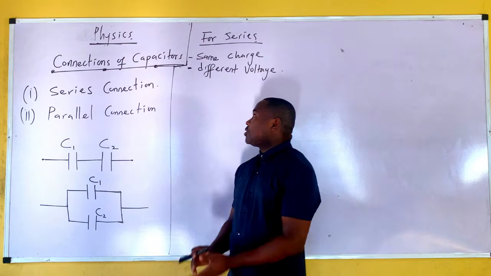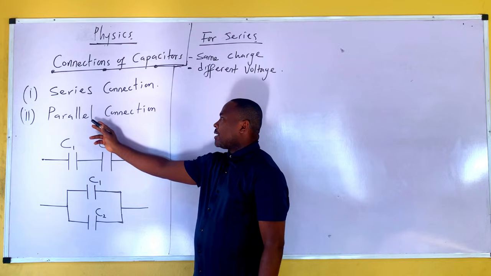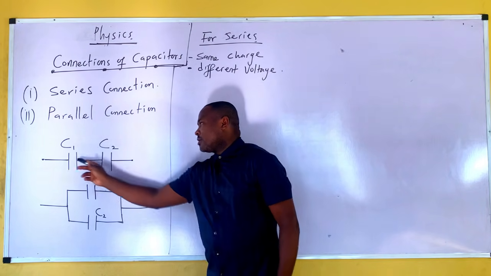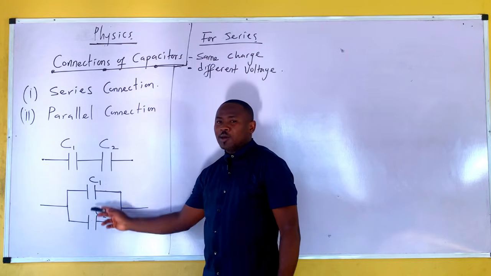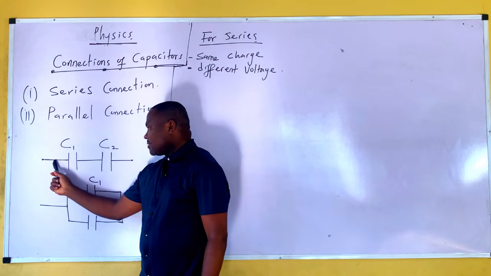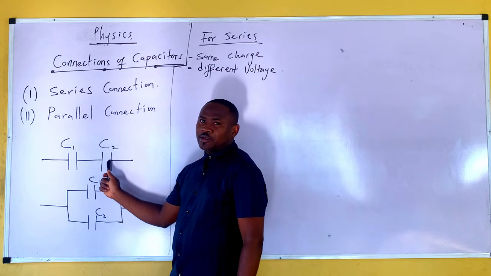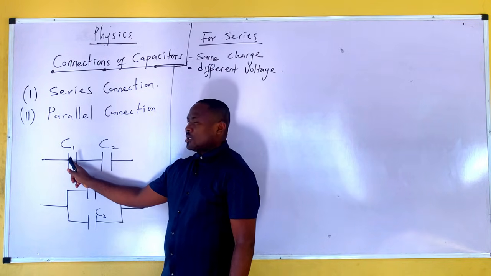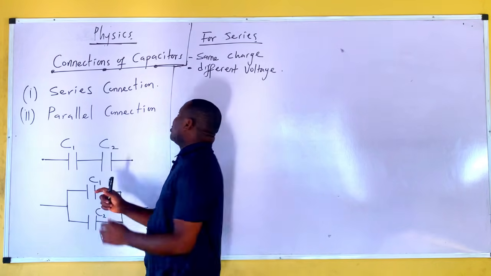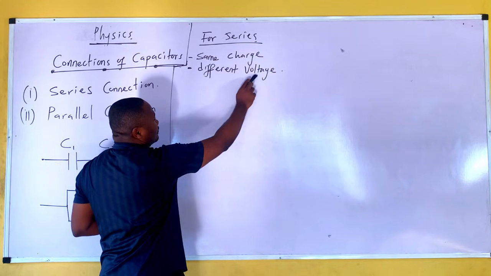Now we'll be looking at connections of capacitors. Now we have the series connection and we have the parallel connection. This is a good example of something connected in series, and this is a good example of something connected in parallel. Now, what about series? In series, the charge in this capacitor is equal to the charge in this capacitor, but the voltage in this capacitor is different from the voltage in this capacitor. So, for series, they have same charge but different voltage.